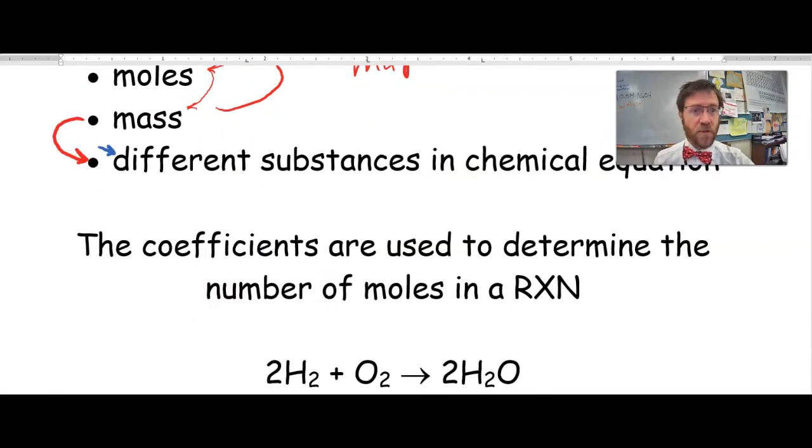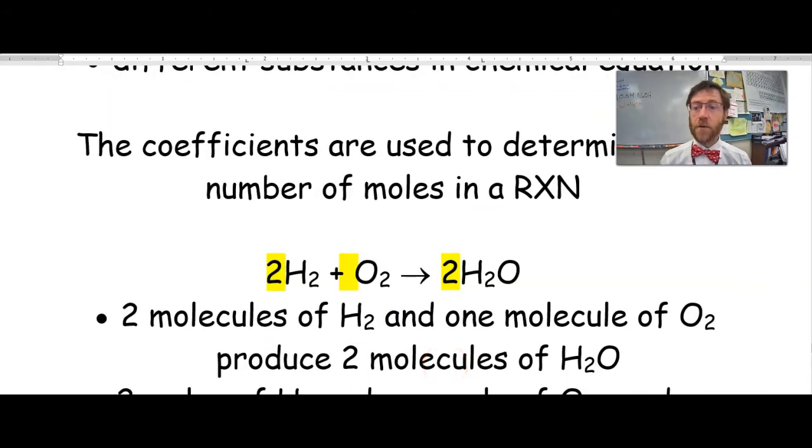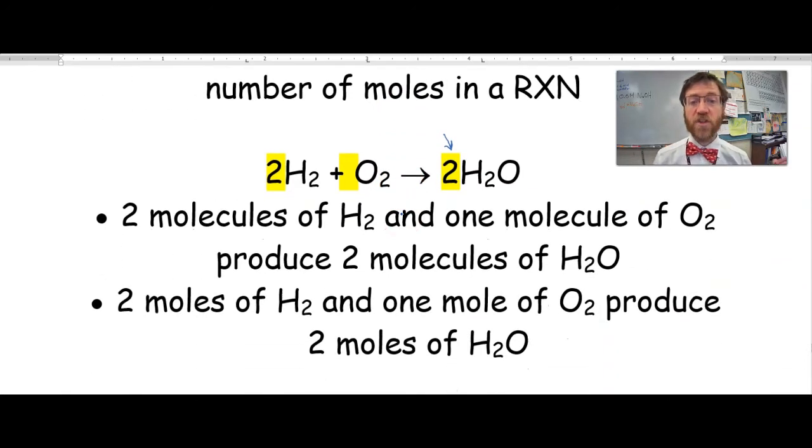The coefficients, right? You guys remember what coefficients are, right? Coefficients are these, right? That one's 1. It's the big numbers in the front of the chemical formulas. So the coefficients are used to determine the number of moles in a reaction. So like we did earlier, 2 molecules of hydrogen and 1 molecule of oxygen produce 2 molecules of water, right? And we can switch that with our language straight to moles. So 2 moles of hydrogen molecules and 1 mole of oxygen molecules produce 2 moles of water.